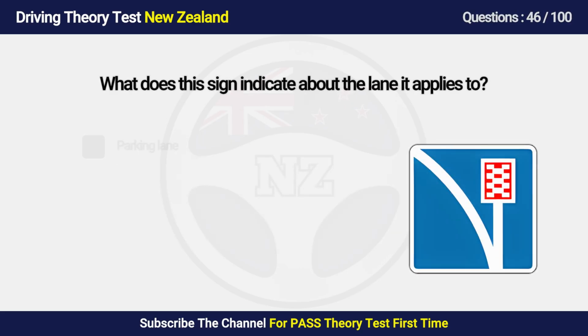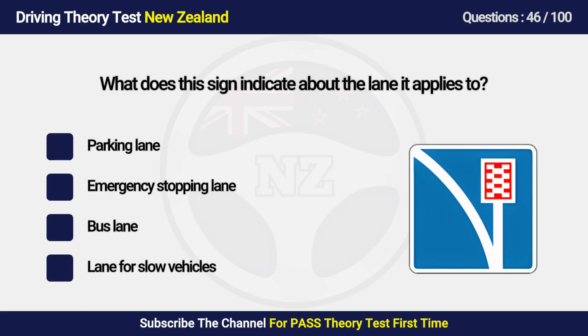Question 46. What does this sign indicate about the lane it applies to? A. Parking lane, B. Emergency stopping lane, C. Bus lane, D. Lane for slow vehicles.